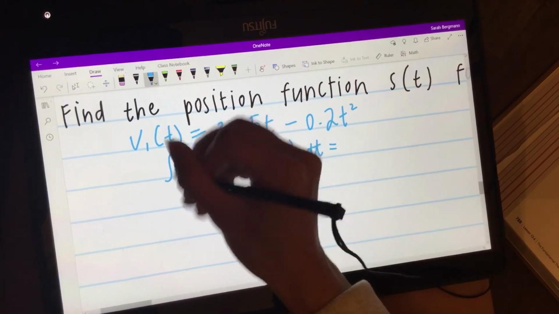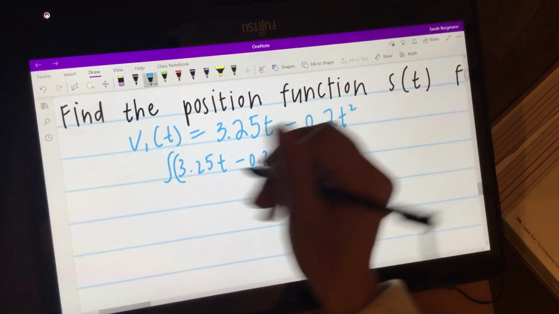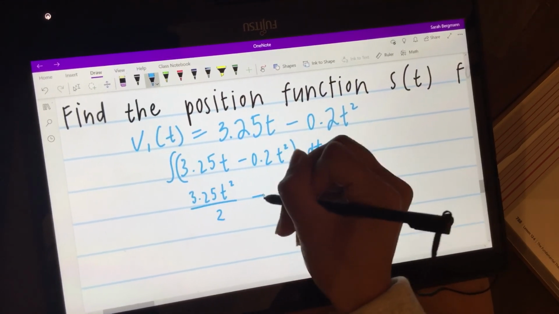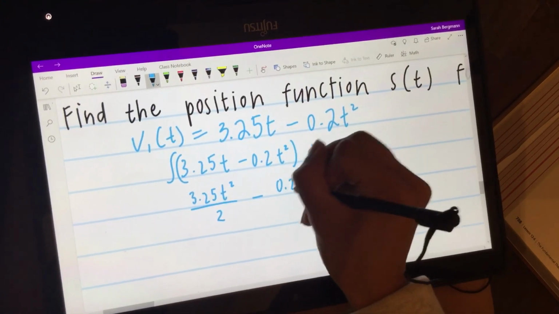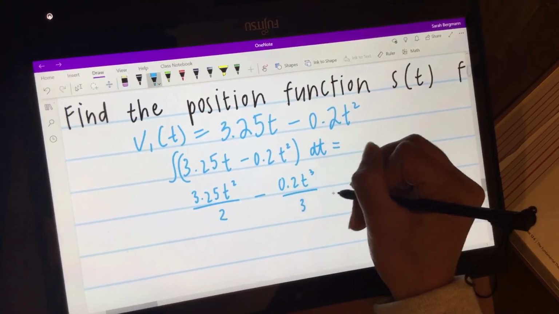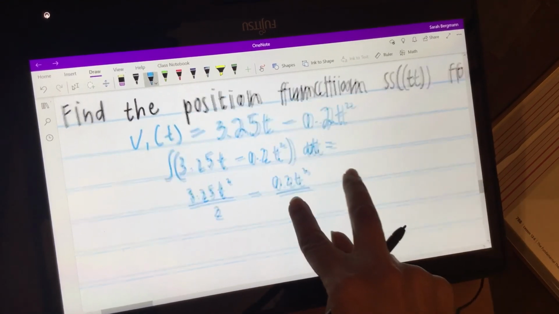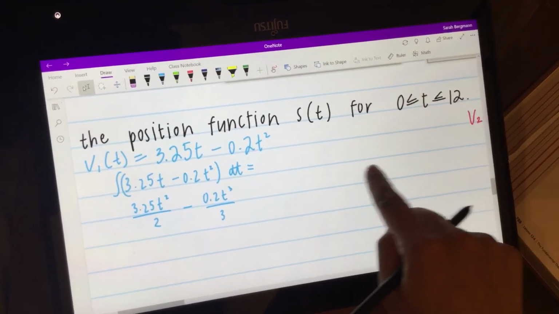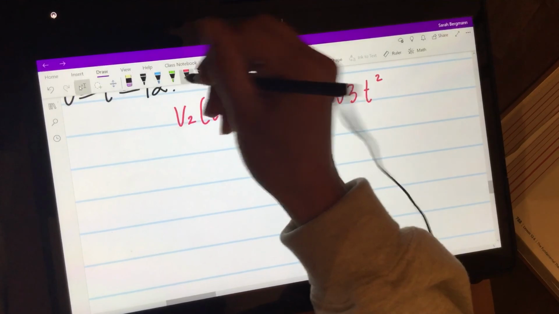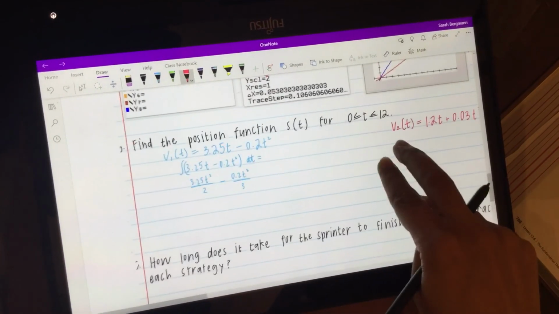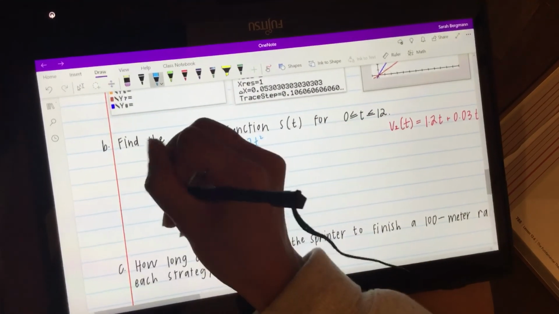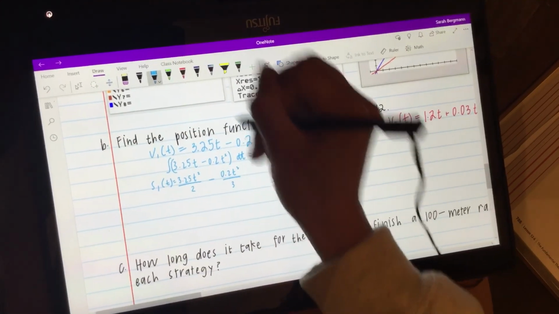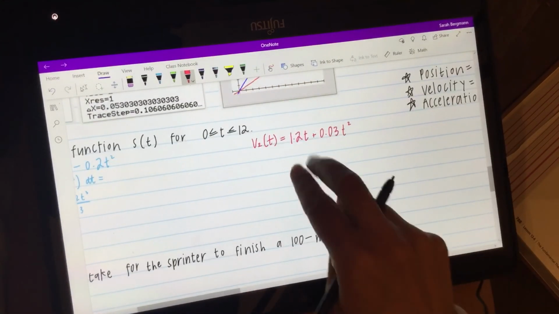Okay, so I need to add 1 to the power and then divide by the new power. For the second term, it's the same idea. Add 1 to the power, divide by the new power. Now, since this is talking about a certain interval, 0 to 12, we do not need to put the constant on the end. Next, for this velocity function, well, actually, hold on a second. We need to go back here. Let's label this. This is the position function for the first strategy. All right, let's find the next one.